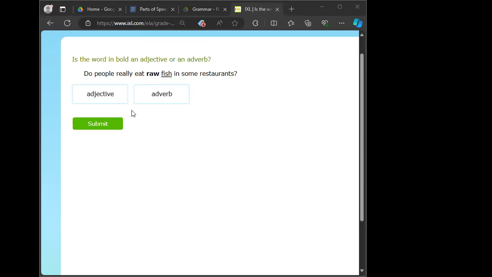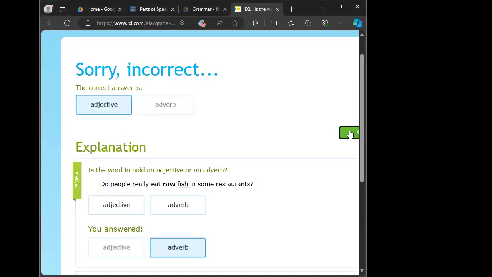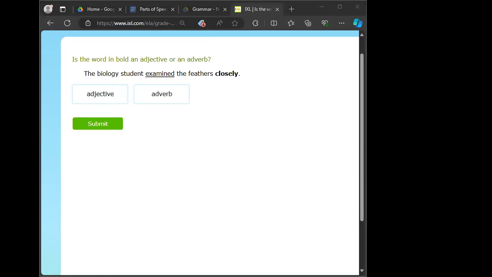Raw is the adverb. Raw is describing what? The fish. Is fish a noun, verb? Noun. Then that means that words that describe nouns are adjectives. That means that raw is an adjective. Okay. Examined closely. It's the adjective. Well, what part of speech is examined? Is that a thing, like a noun? No, ma'am. Then that means that only words that describe nouns are adjectives. So that means that closely would be an adverb.